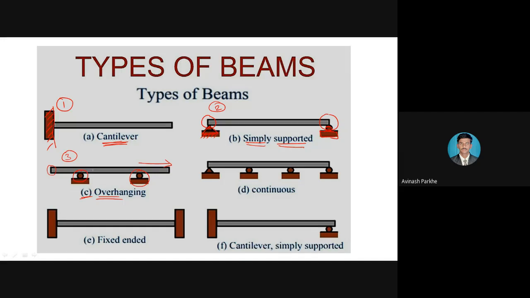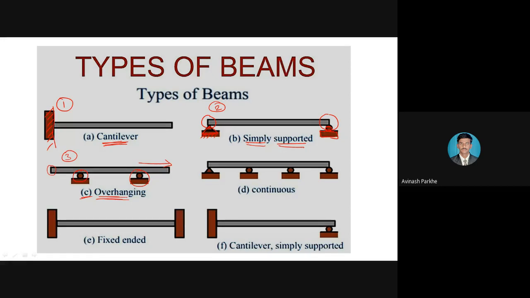पण जिथं बीम तुमचा संपतोय तिथंच सपोर्ट नाहीये, तर सपोर्टच्या बाहेरच्या बाजूला पण तुमचा बीम एक्सटेंड झालेला आहे. Therefore, such types of beams are called overhanging beams. So I will give the definition: the beam whose end portions are extended beyond the support at one side or from both sides, that particular beam is called an overhanging beam.